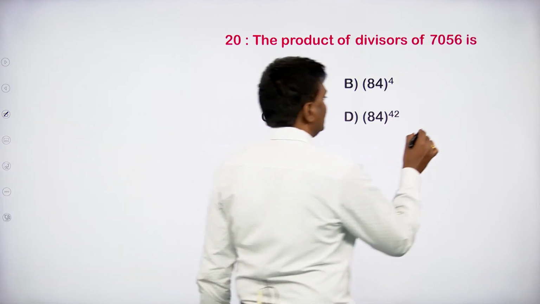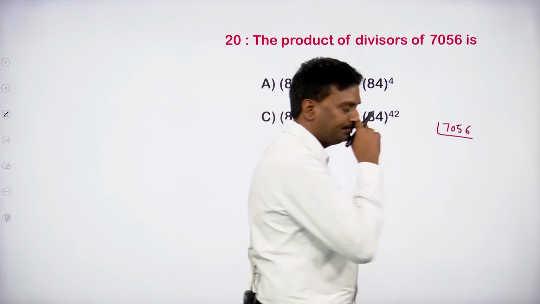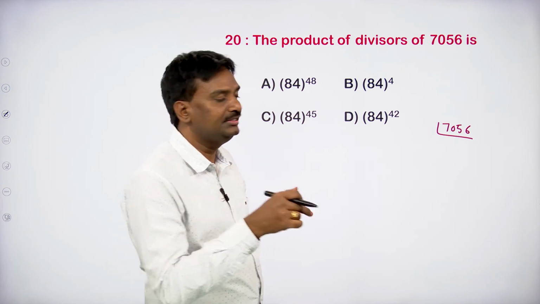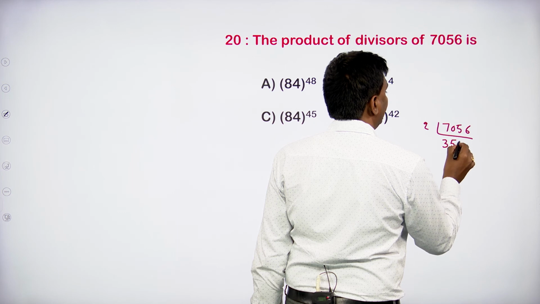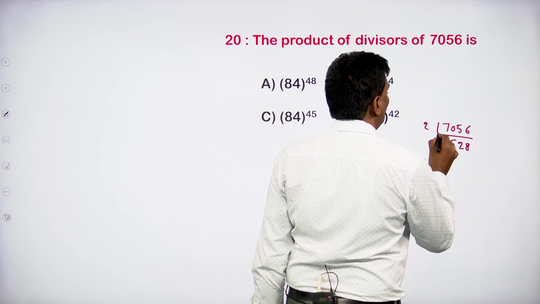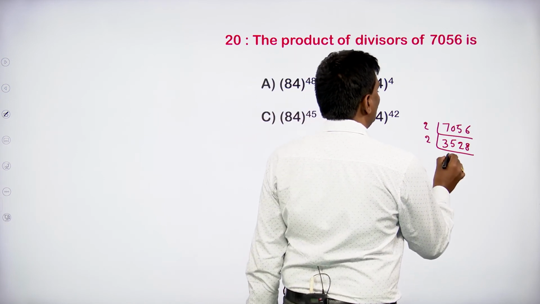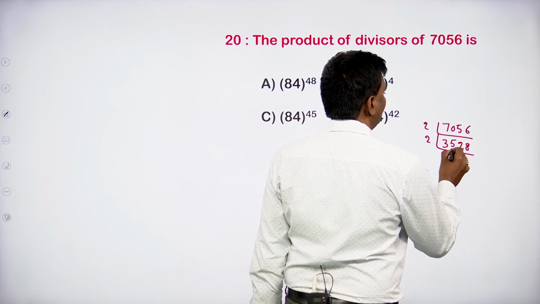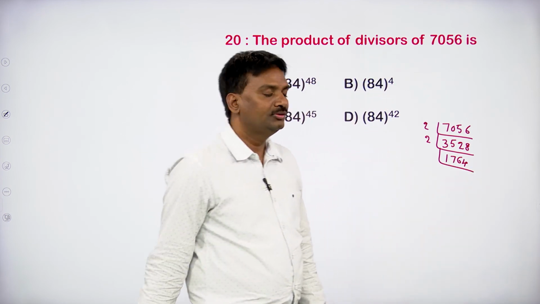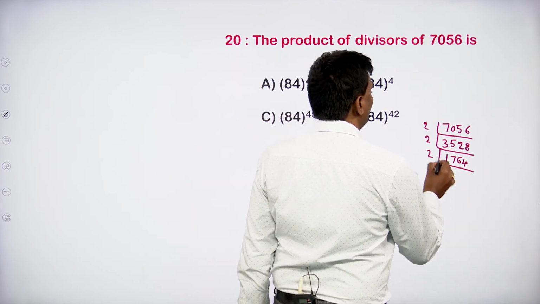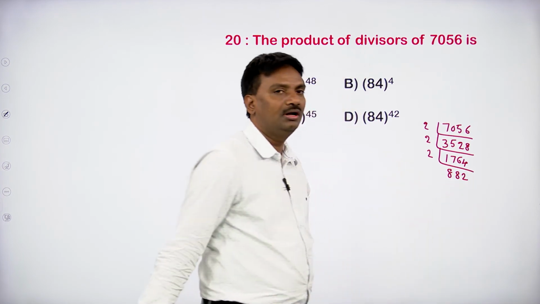So first let us take the number 7056. Here 7056 is an even number. So 2 threes are 6, 2 fives are 10, 2 twos are 4, 2 eights are 16. Again by taking 2, 2 ones are 2, 2 sevens are 14, 2 sixes are 12, 2 fours are 8. So again by taking 2, 2 eights are 16, again 2 eights are 16, 2 twos are 4.